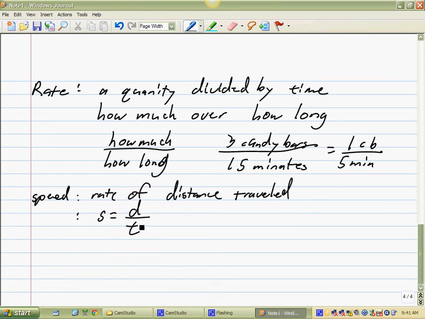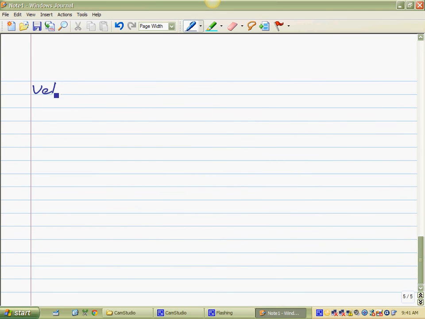So distance is not the same as displacement, right? Distance is how far you went. So when we talk about average speed, that's what we've been looking at a lot in class. But what we really want to talk about with physics is not speed, but something called velocity. And velocity is related to speed, and we mark it with a V in our equations. And velocity is the rate of change in position.